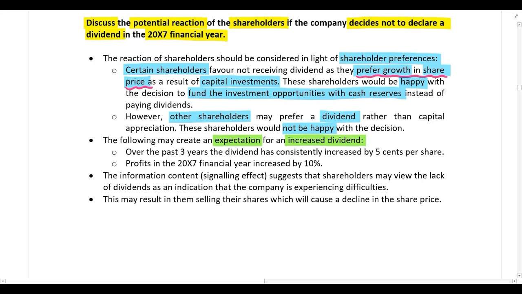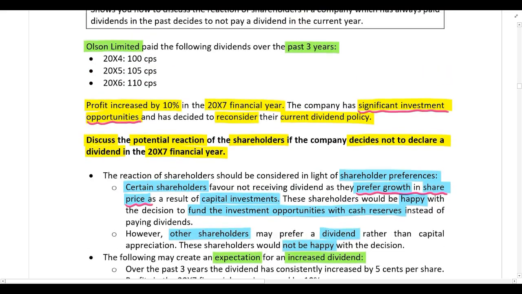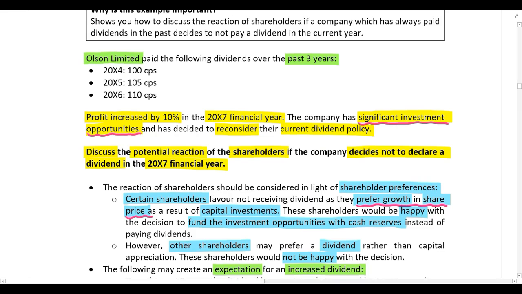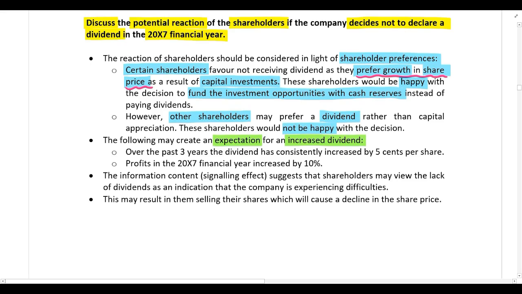What has created this expectation? First, the company has been paying regular dividends over the past 3 years, and the dividend has been increasing over the past 3 years. In addition to that, the profit in the current year grew by 10%. So if profits are growing, then the dividend should also grow. Because remember, what do shareholders believe? That any growth in earnings should be validated by way of a dividend. All right, so we saw that in our lecture. So you can see that just below.